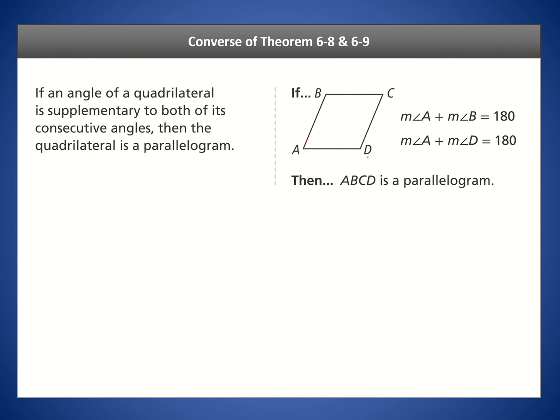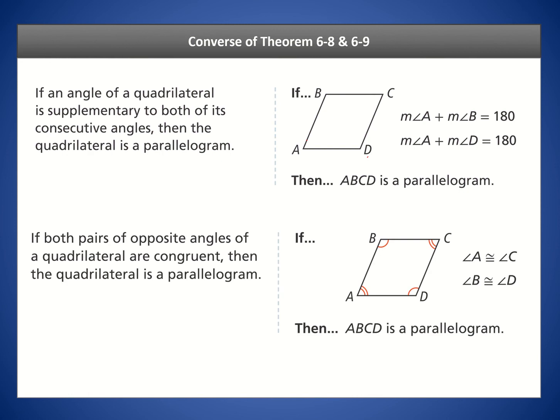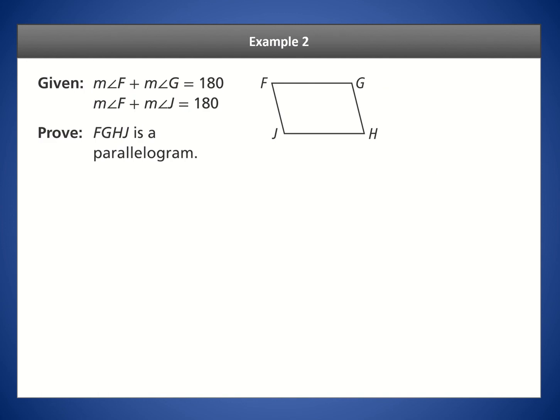So that was the converse of theorem 6.8. The converse of theorem 6.9 stated that if you're looking at opposite angles, for example B and D, they're usually congruent in a parallelogram. So if you know that they're congruent, then that means you're looking at a parallelogram. So we're going to prove the converse of theorem 6.8 first. We're going to prove it with this example.